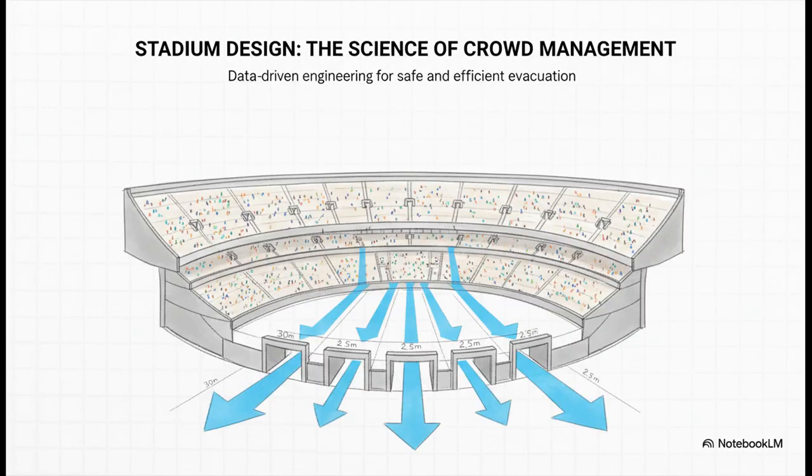Every single seat, the height of every single row, is all calculated to make sure the sightlines work. Or let's scale that way up to a stadium. How in the world do you safely move 50,000 people at once? You use data. You calculate the exact slope of the seating, the width of the aisles, the capacity of the exits. It is a full-blown science of crowd management.